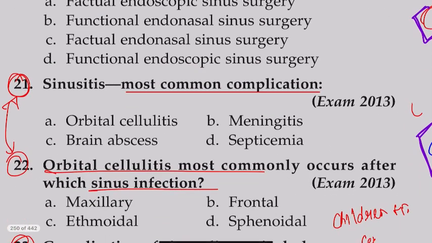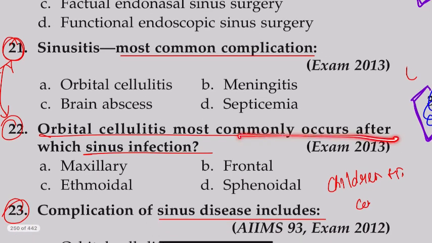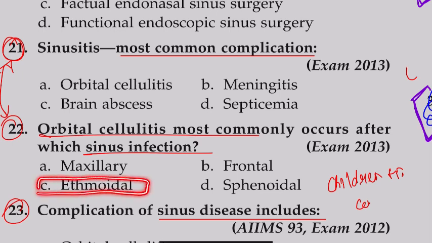Okay, sinusitis, the most common complication is, now in sinusitis, what is the most common complication? Orbital cellulitis, right? Orbital cellulitis is the most common complication. Now, orbital cellulitis most commonly occurs after which sinus infection? It occurs mainly after ethmoidal sinus infection, right? Ethmoidal sinusitis.